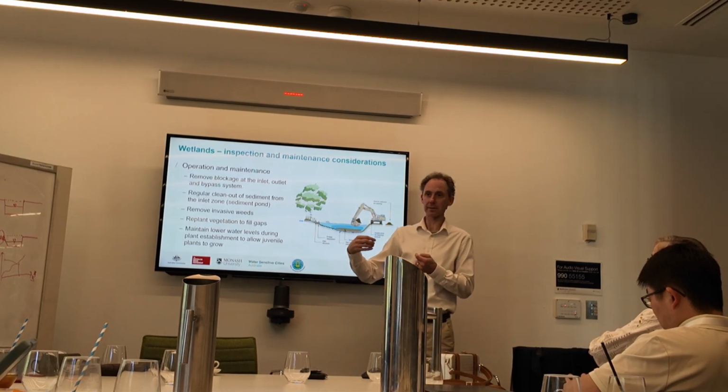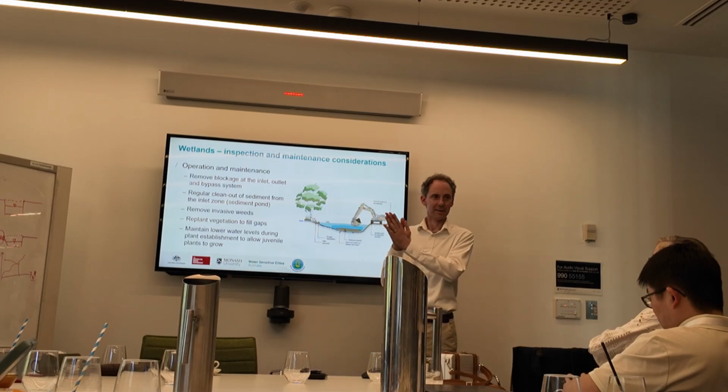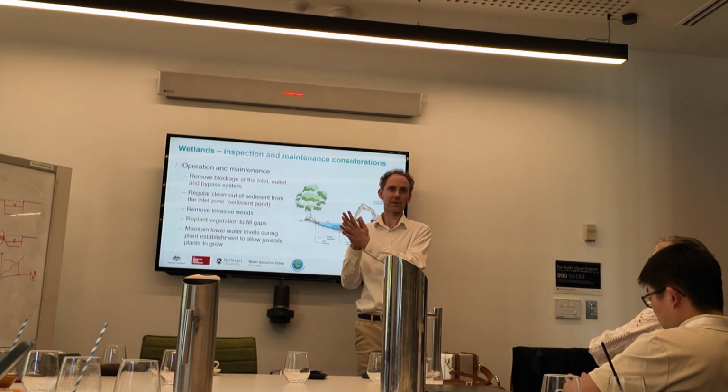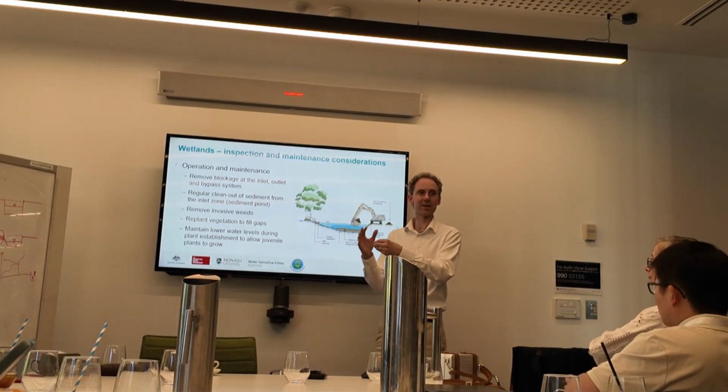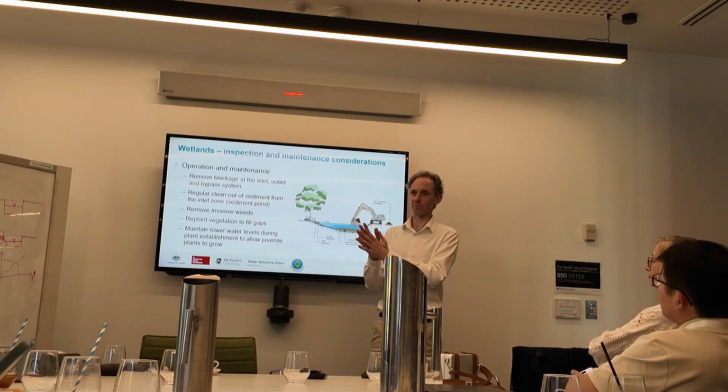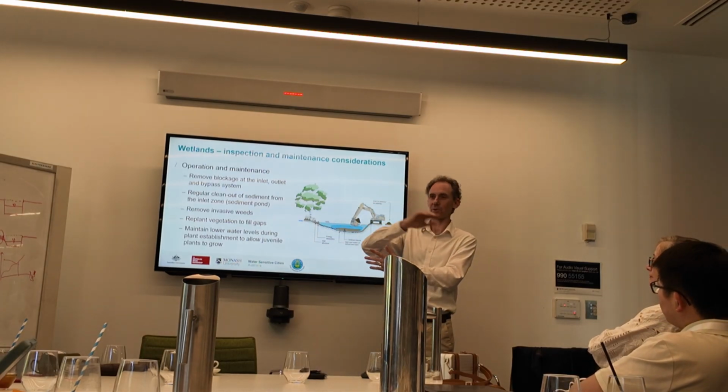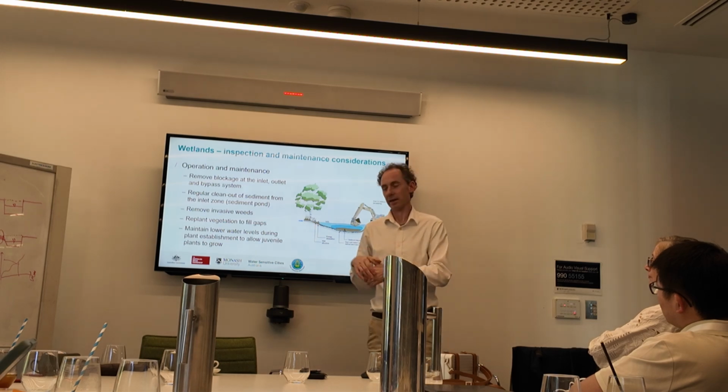because the fastest way to kill a wetland is to get a good plastic bag wrapped around the outlet pipe, block it up, or a bottle or something jammed in it, blocks it up completely, the water can't get out, and then the wetland fills up and then all the plants die. So we've always got to make sure we're checking the outlet on these things.